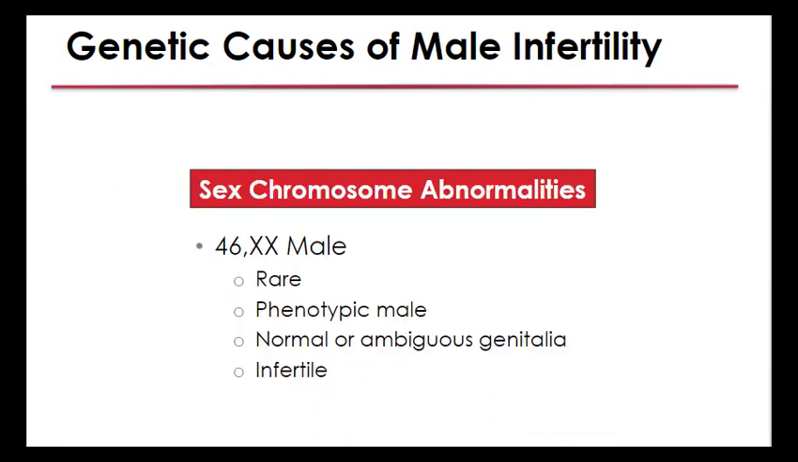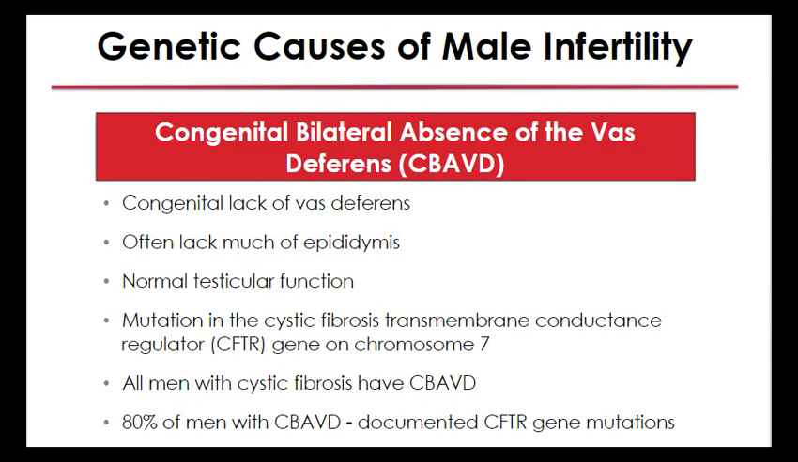The 46,XX male is rare. Although the karyotype is female, individuals are phenotypically male, with male external genitalia ranging from normal to ambiguous, testes, azoospermia, and absence of Müllerian structures. These men are infertile. A number of genetic abnormalities result in male infertility.